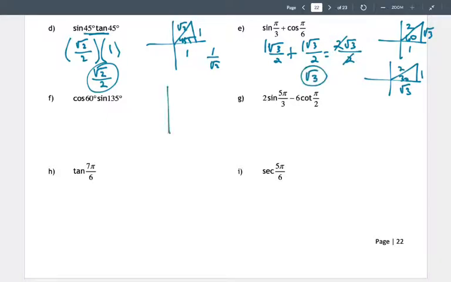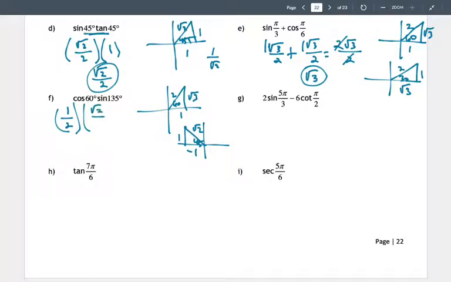On the next one, we've got cosine of 60. So the cosine would be 1/2. And then the sine of 135. Sine of 135 is over here. It's a 45-degree reference angle, and the sine would end up being square root of 2 over 2 there. And when you multiply straight across, 1 times square root of 2 is square root of 2, and 2 times 2 is 4. So this would be my answer for that.